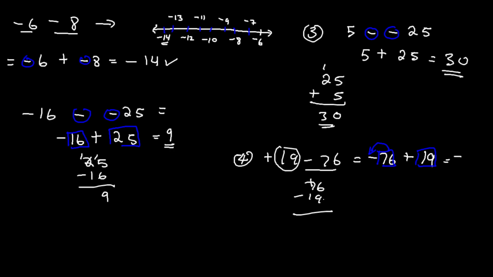So 6 minus 9, so we need to borrow. Now 16 minus 9 will be 7, and 6 minus 1 will be 5. So our final answer is negative 57. So now you know how to add and subtract integers.